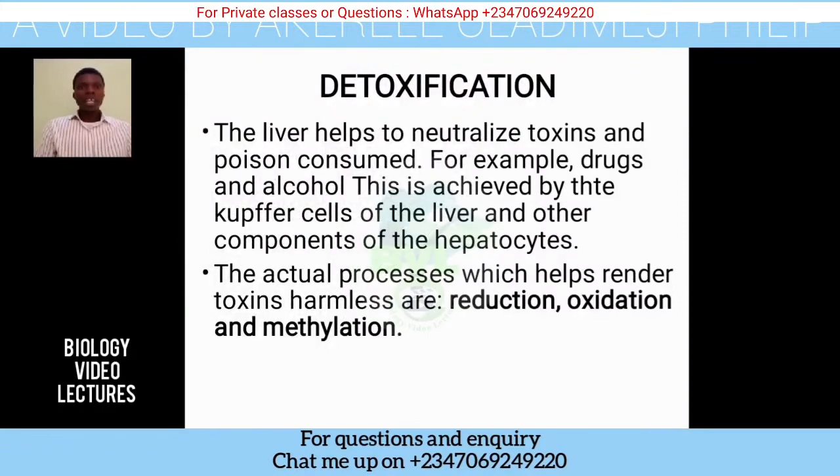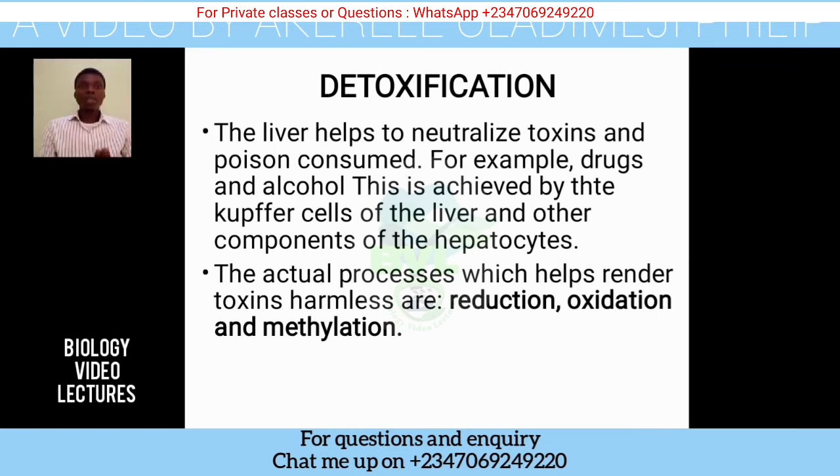Now, detoxification. Detoxification is the process whereby the liver helps to neutralize toxins and poisons consumed. When I say detoxification, it doesn't really mean it changes what was toxic to non-toxic. No, what it does is that it sieves. The liver will hold on to the toxic aspect of what is consumed, then allow the non-toxic part to pass so that it doesn't harm us.